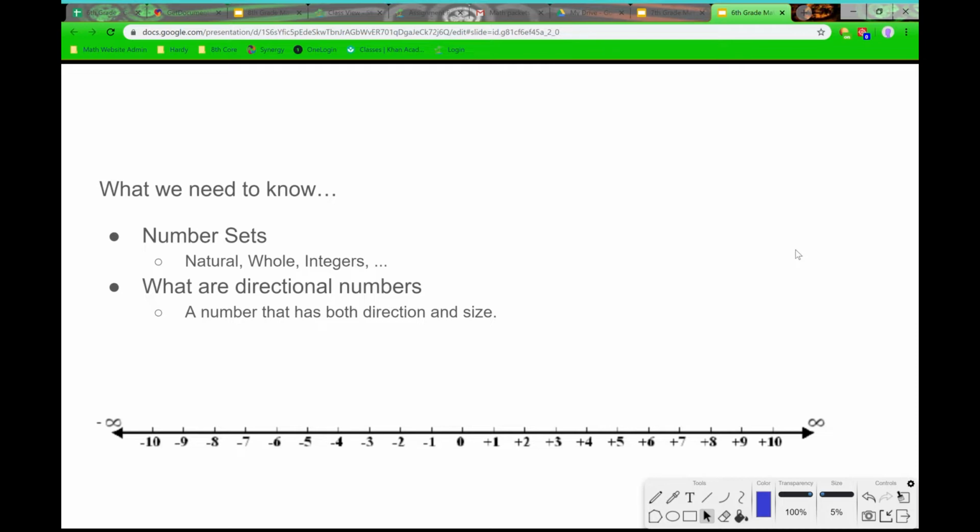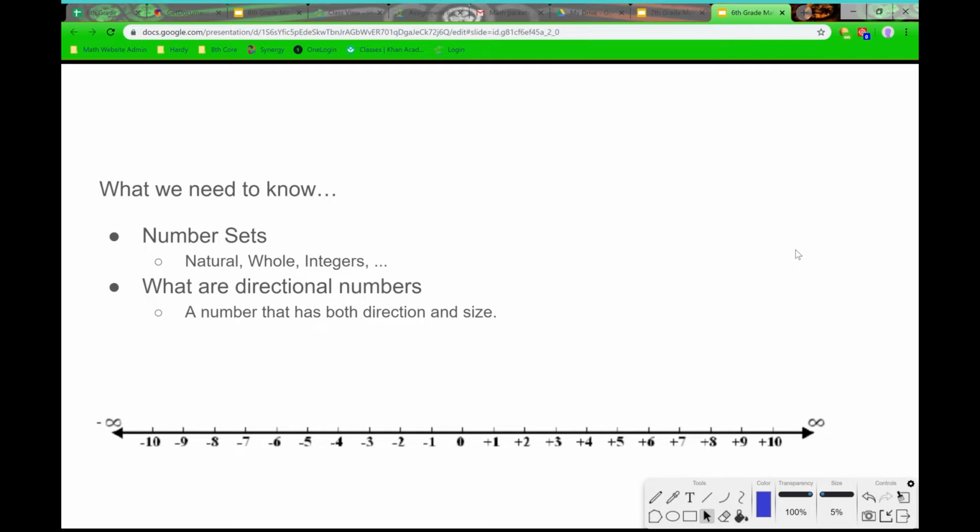From there, we add that number 0. When we add the 0 to the natural numbers, we get the numbers 0, 1, 2, 3, 4, 5, etc. We call these the whole numbers. The way I like to think about it, whole numbers have the whole. They have the 0.